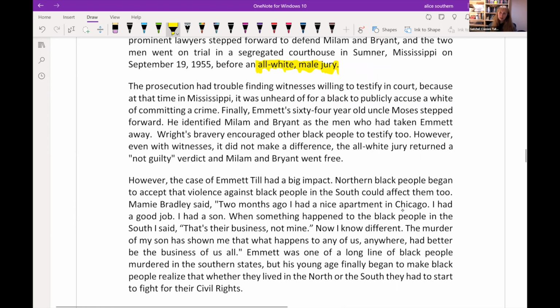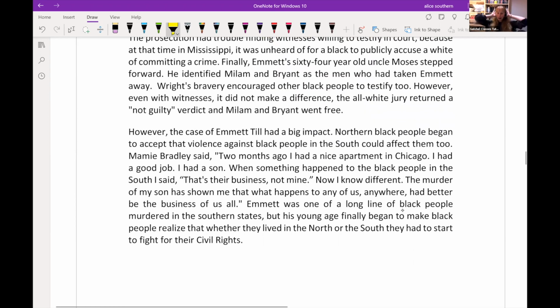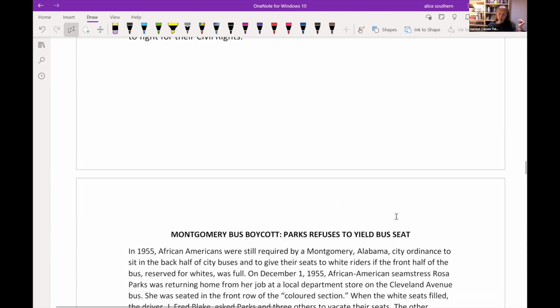So it does still, in your significance column, have a big impact. And people started to realize that this violence couldn't be ignored, and it couldn't just be that you were in the North, you were safe, you were in the South, you were in danger. It could affect everybody. Okay, so the third one is the Montgomery bus boycott.